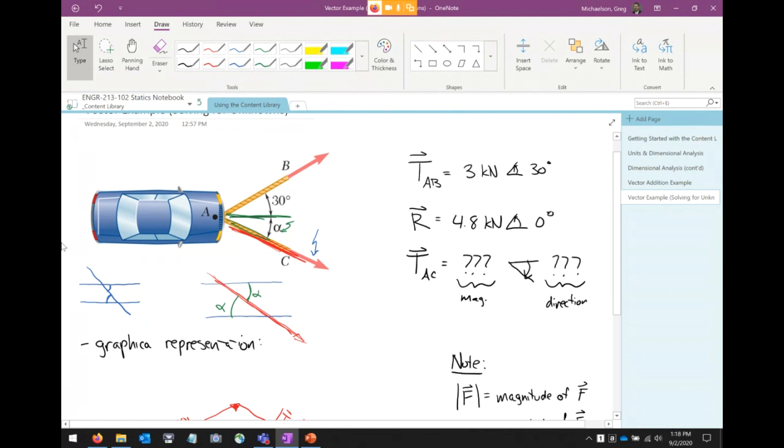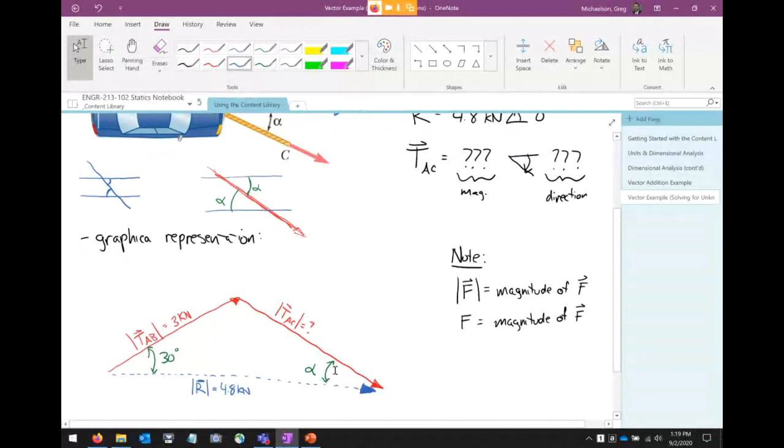Okay. Now, here's my point. What did we know in the problem? What did the problem state? The problem stated that the resultant needed to be horizontal. So the resultant goes this way as well. What I'm saying is that the resultant goes flat here, it goes flat here. So this angle is the same as that angle. That's why I've drawn that as alpha. Now, does that make sense?